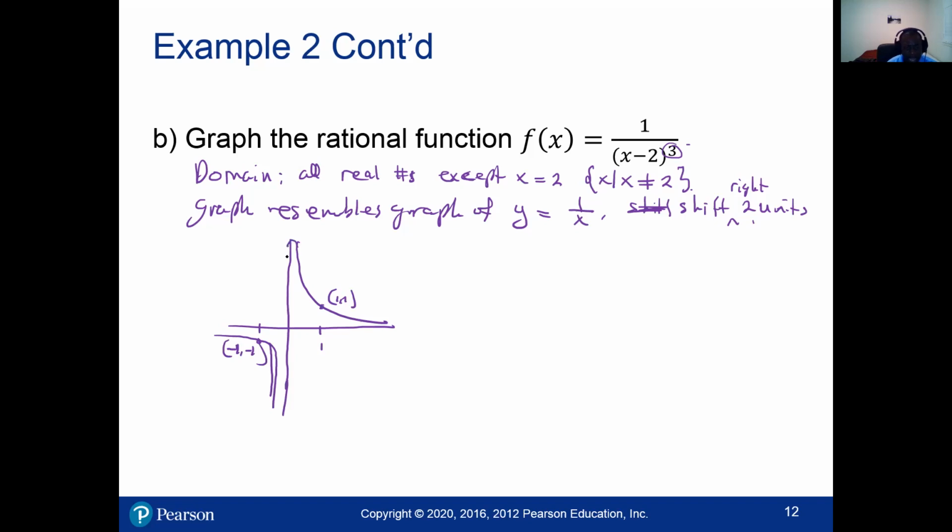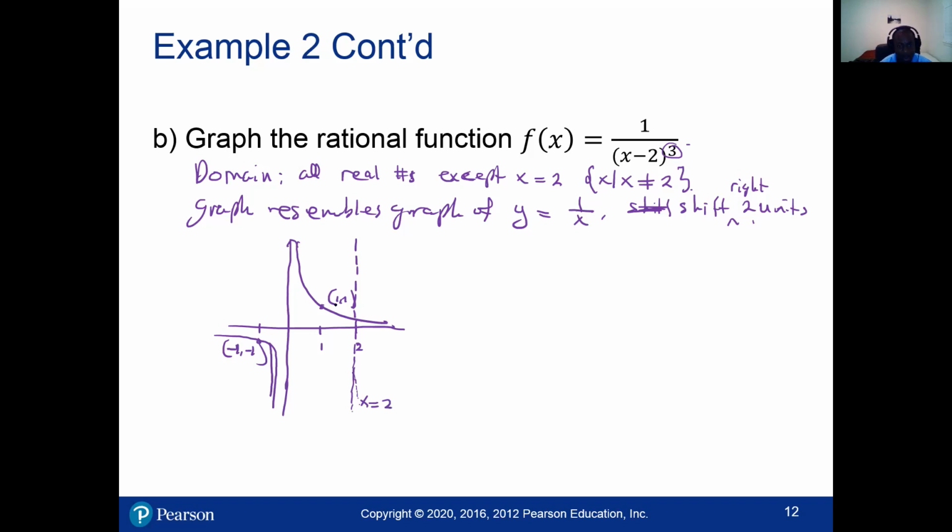Then the vertical asymptote is going to move to 2. Okay, this is your 2, so you're going to use dotted lines to represent that. This is my vertical asymptote, which is x equal to what? The equation is x equal to 2.